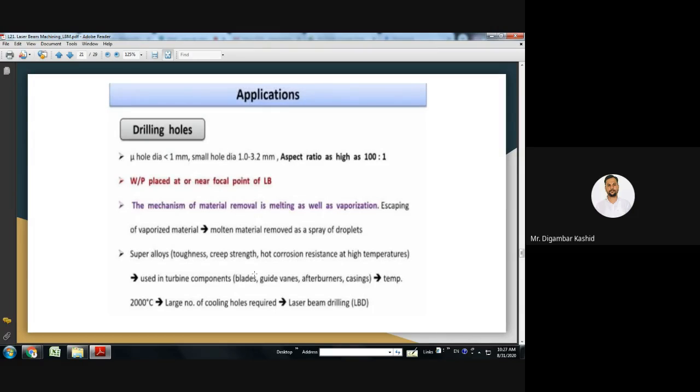And normally the temperature is more than 2000 degree centigrade. So a large number of cooling holes are actually required in the turbine blade. These cooling holes are made by this laser beam drilling operation.